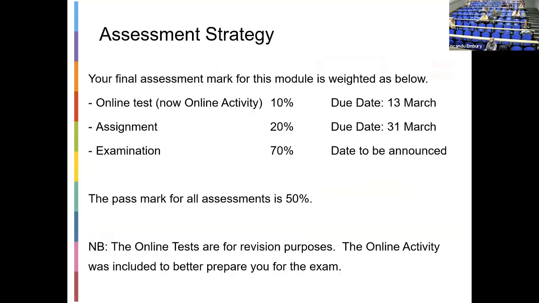All right, your assessment guide. All of your assessment details are on ECI. So you'll see there that you have an online activity which contributes 10% towards your year mark. And the due date for this is the 13th of March. So you have 2 weeks to complete this assignment from today.